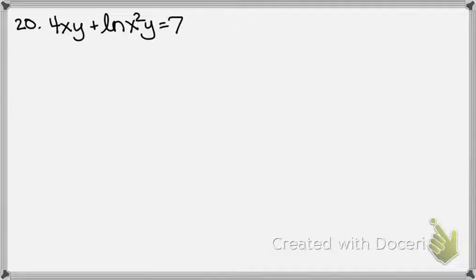Okay, number 20. Maybe I shouldn't have assigned it. This one's not so pretty. You have two product rules here. So the first one, that's a product rule. I'm going to put the 4x separate from the y, find my two derivatives, 4 and dy dx, and crisscross.